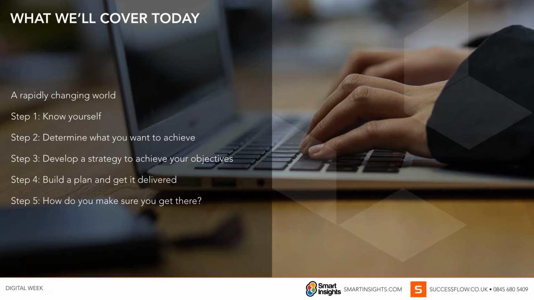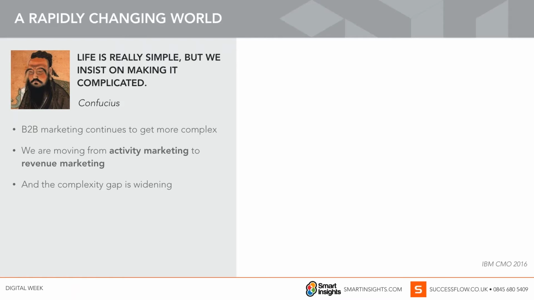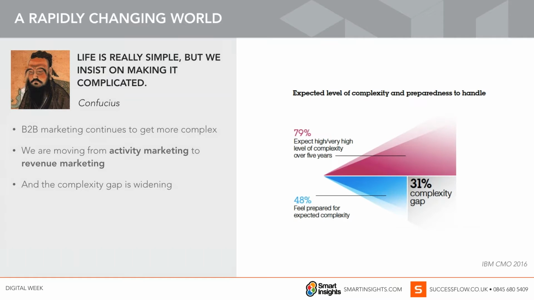So as I was saying, the world of digital and marketing is rapidly changing. The marketing world is getting far more complex. We've moved really from activity marketing to a revenue-focused marketing strategy. And that really means a move away from just delivering lots of things to marketing actually starting to impact the revenue of the business, and making sure that marketing and sales are aligned.